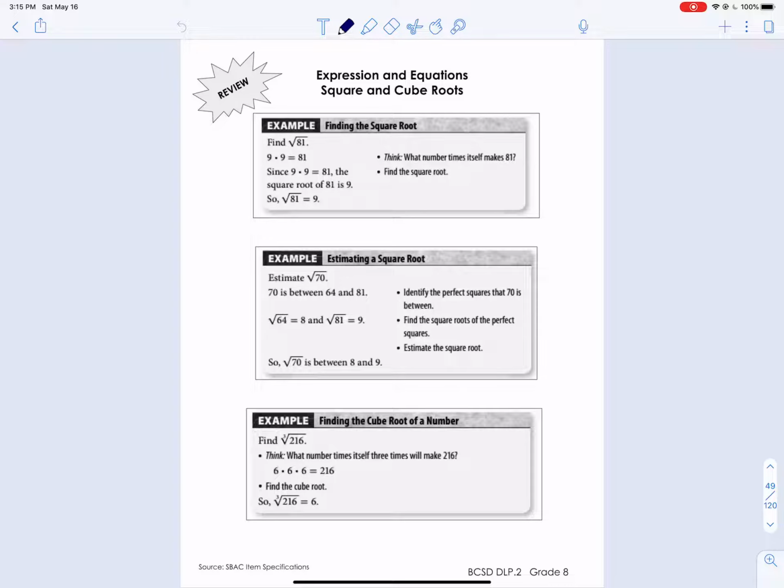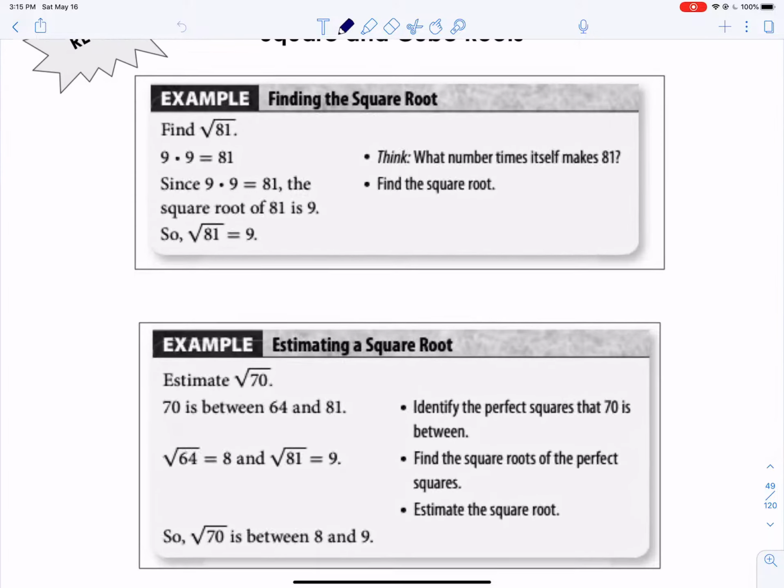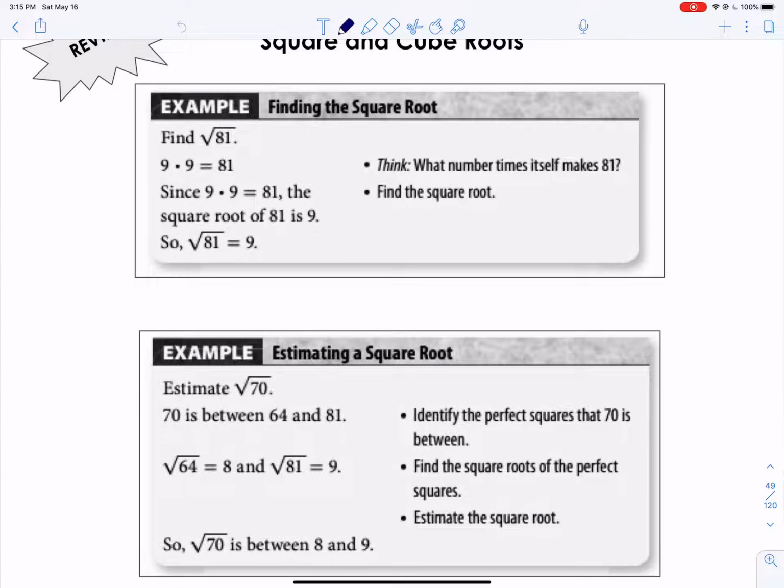So the most important thing is for square roots, it's actually one of two equal factors. So the square root of 81, the two equal factors are 9 and 9. 9 times 9 is 81. And then the answer of the square root of 81 is one of those, which is 9.